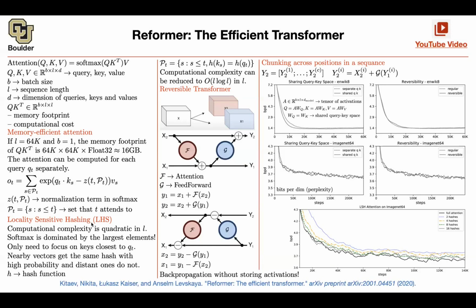The other idea is the locality sensitive hashing idea. What is the idea here? The big observation is that the softmax is usually dominated by its largest elements. So as soon as a query and a key are very similar to each other, they are going to dominate your softmax values. And the ones that are less similar are going to be very close to 0. Basically, you can ignore them.